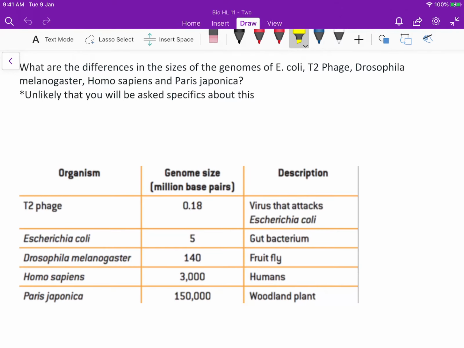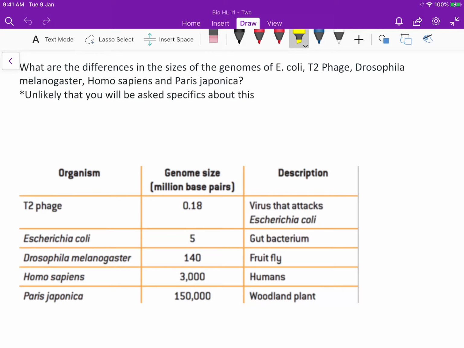Take a couple of minutes and have a look at the table there and think about what it shows about the genome size, the total amount of DNA in different species. So the IB included this. I think you're unlikely to be asked specifics about it. I think maybe you might be asked to give some kind of ranking in terms of what might have a bigger genome size, or to make some kind of comment that more complex organisms have more DNA and a larger genome size.